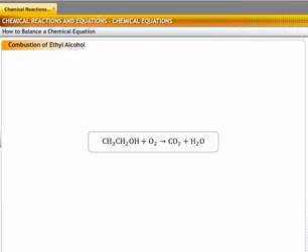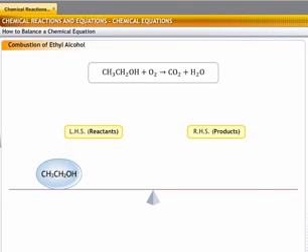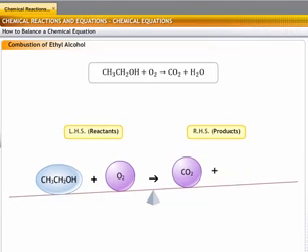Let's practice further on balancing equations with another example. This equation deals with the combustion of ethyl alcohol. Again, the first step is to identify the reactants and the products. Here, ethyl alcohol and oxygen are the reactants, and they are written on the left-hand side of the equation. The products on the right-hand side are carbon dioxide and water.